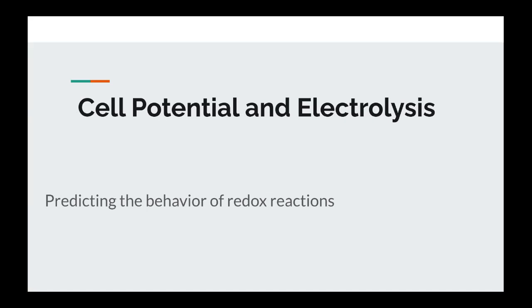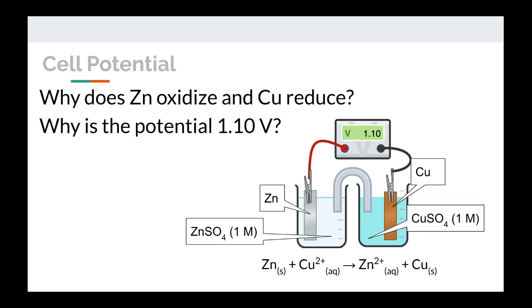reactions to occur. So if we set up this cell where we have copper on one side and copper sulfate, and zinc on the other side, and zinc sulfate, both 1 mole per liter concentrations, this is the reaction that will occur. The zinc will oxidize, and the copper will reduce. Why does that happen? And if we hook this up to a voltmeter, we'll get a potential of 1.10 volts. Why is the potential 1.10 volts? These are questions that we need the answer to, so let's take a look at how to make those predictions.